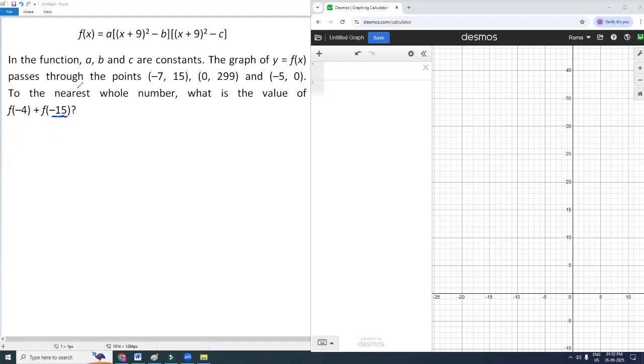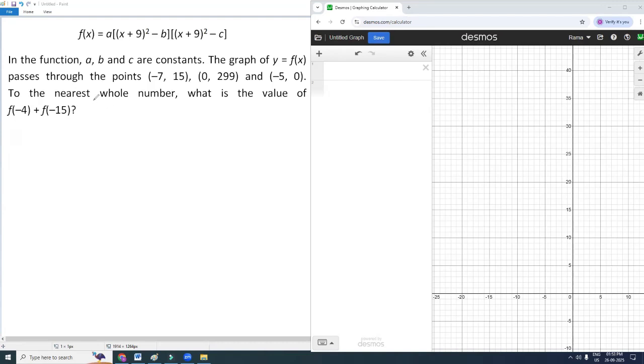Now what we have to do is get the graph of the given function on Desmos. Once we get the graph, we have to get the y-coordinate at the point where the x-coordinate is −4, and also the y-coordinate where the x-coordinate is −15. Then we plug in those y-coordinates for f(−4) and f(−15), get the value of this expression, and round it to the nearest whole number.